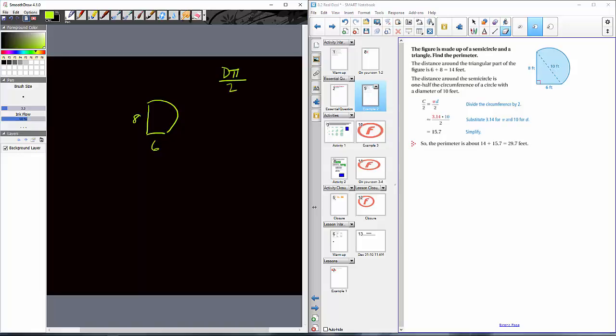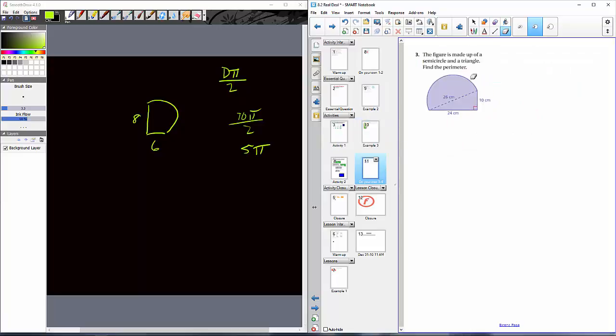So if I look here, if I take 10 pi divided by 2, that's only 5 pi, right? And 5 pi is like 15-ish, which is 15.7, plus the 8 plus 6, which is 14, so altogether equals 27.9.